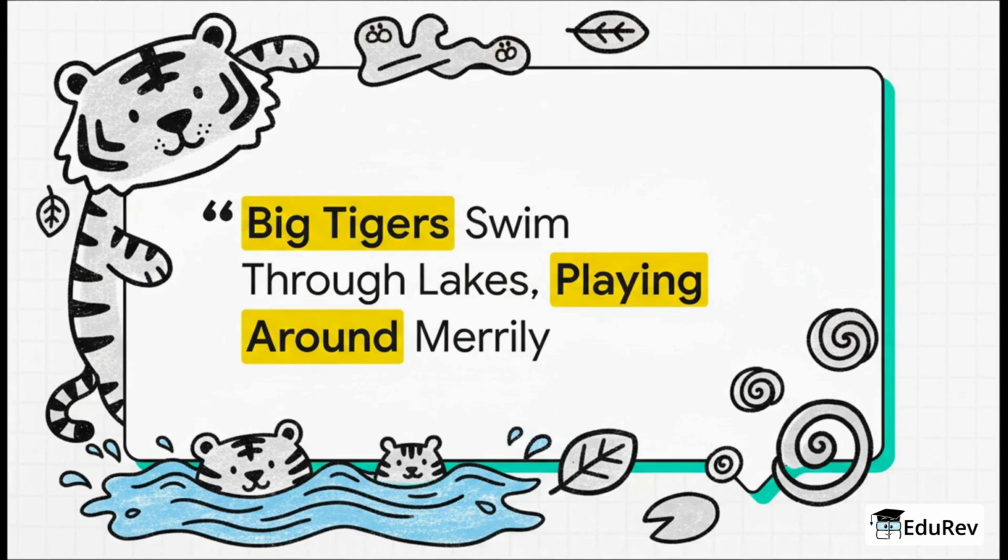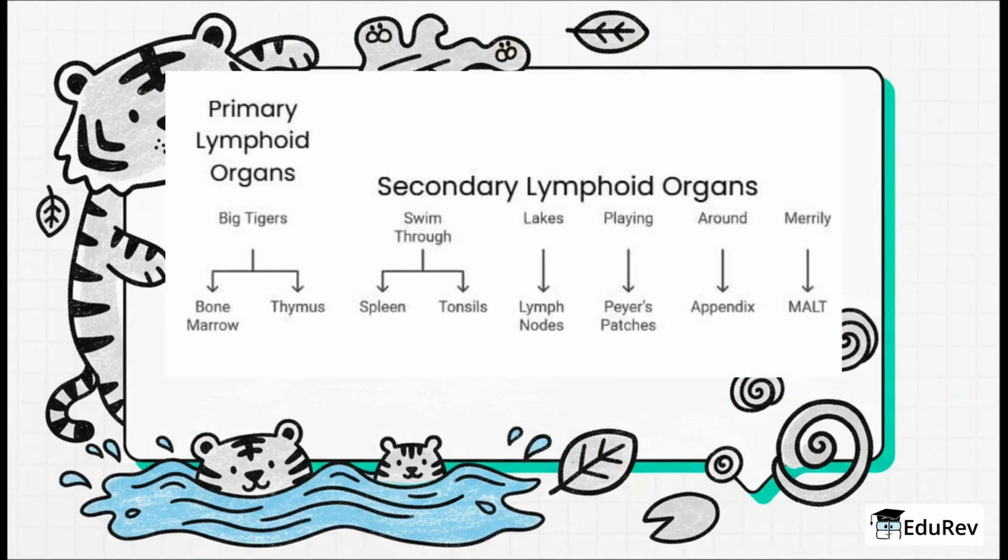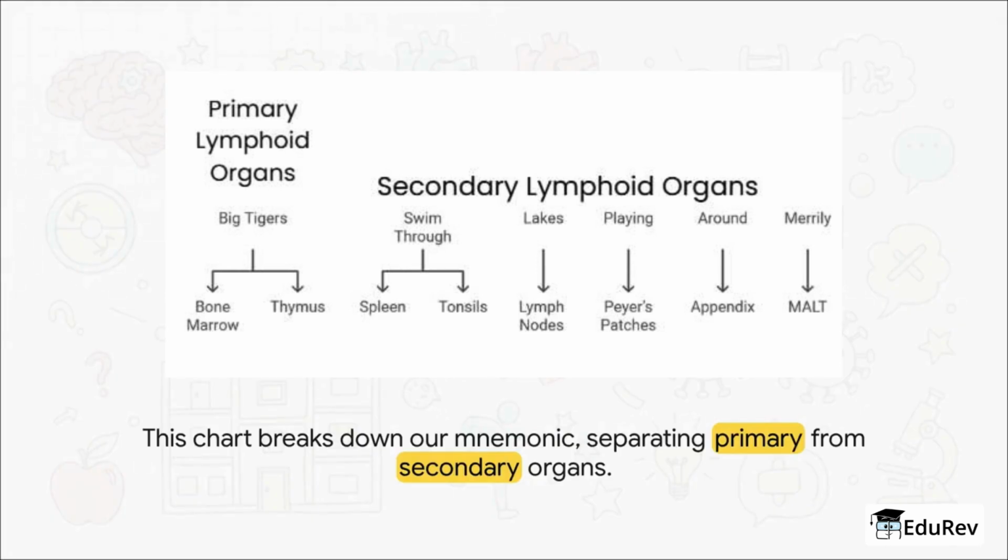This sentence just neatly organizes all the key players for us. So here's how you break it down. The mnemonic is really in two parts. The first two words, big tigers, stand for your primary lymphoid organs, bone marrow and thymus. Simple, right? Then the rest of that phrase, swim through lakes, playing around merrily. That covers all the secondary organs, spleen, tonsils, lymph nodes, Peyer's patches, appendix and MALT.